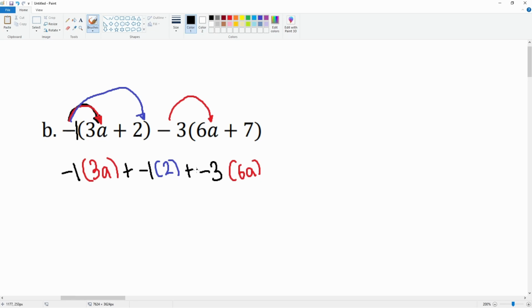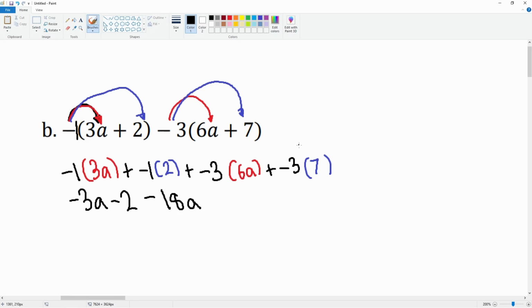Okay, you could also put a plus here if you would like. All right, the -3 is going to be multiplied to the 7. So here's 7. Put that in parentheses. And here's your -3 that's going to be multiplied to it. You could always bring down an addition symbol. -1 times 3 is -3a. -1 times 2 is -2. -3 times 6a is -18a. And -3 times 7 is -21.